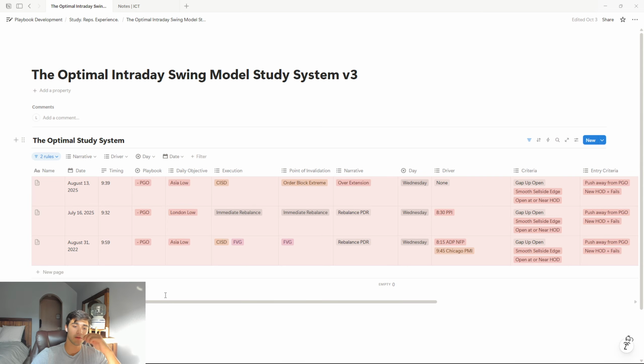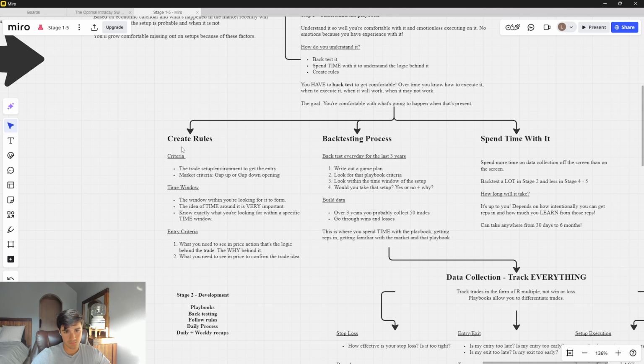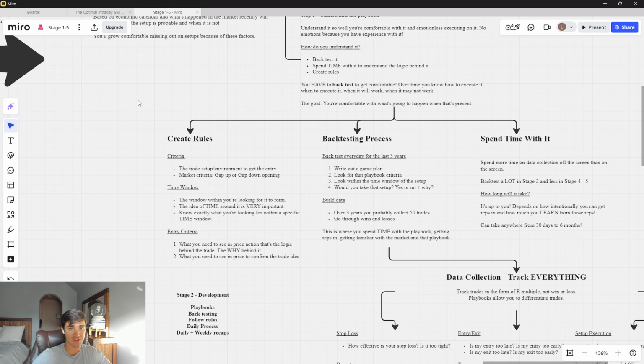Okay. Now, what did I just mention to you? You need to have rules, correct? So that would simply be your criteria, your time window, and your entry criteria. Now, by criteria, what I mean is the trade setup / environment to get to the entry.